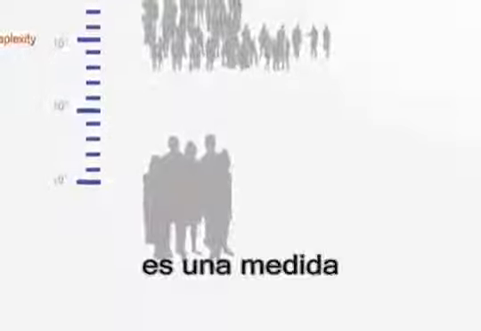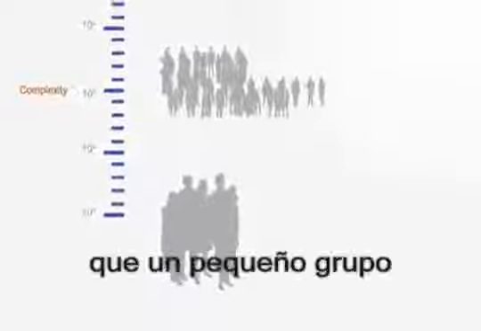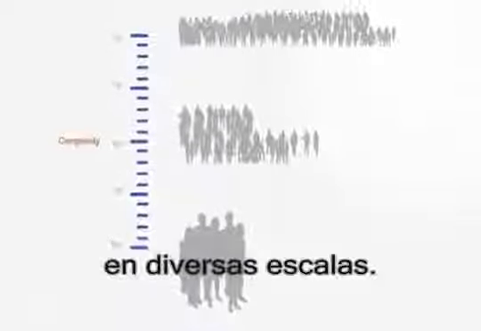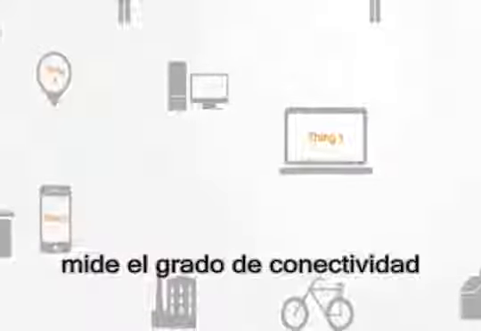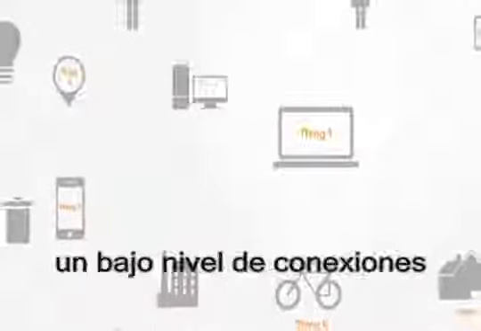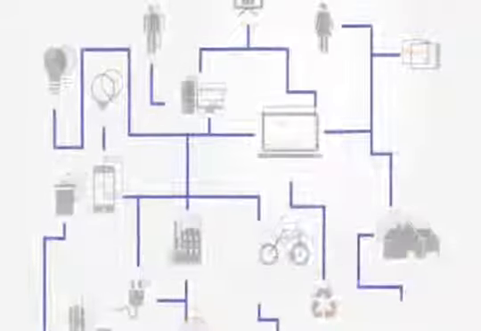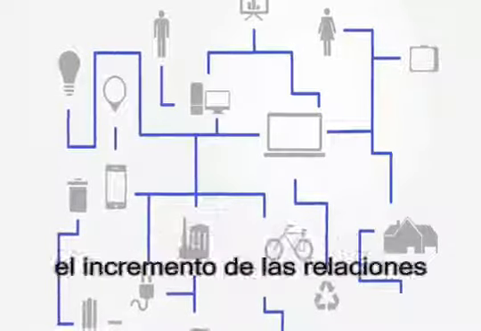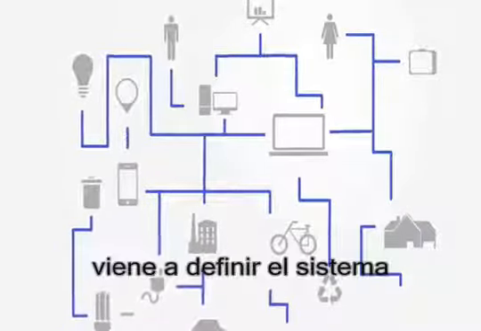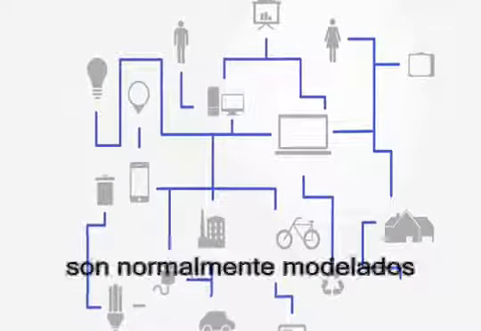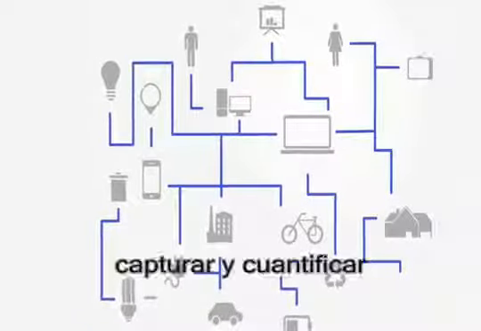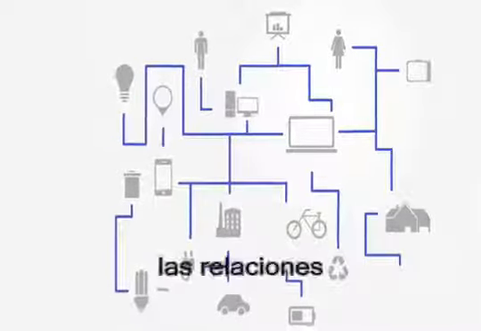Firstly, it is a measurement of the number of elements within our system. This is intuitive to us. A society is more complex than a small group of friends, as it has many more subsystems and elements interacting on various scales. Secondly, it is a measurement of the degree of connectivity within a system. When we have a low level of connections between elements within a system, we can describe it by simply describing the properties of the individual elements. But as we increase the connectivity, it is increasingly the relations between the elements that come to define the system. Thus, complex systems are typically modeled as networks that can capture and quantify this information about the relationships between the elements.